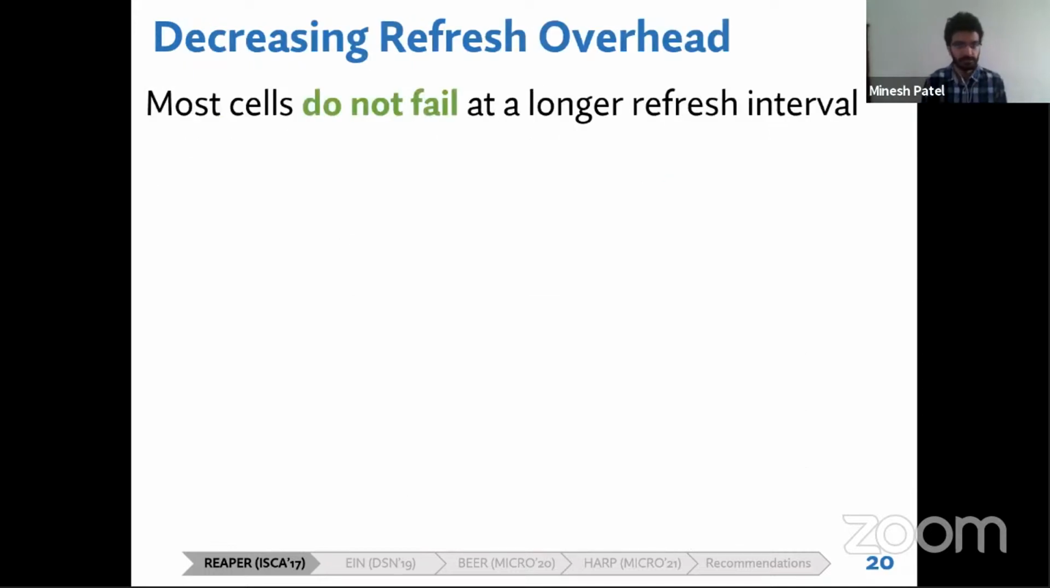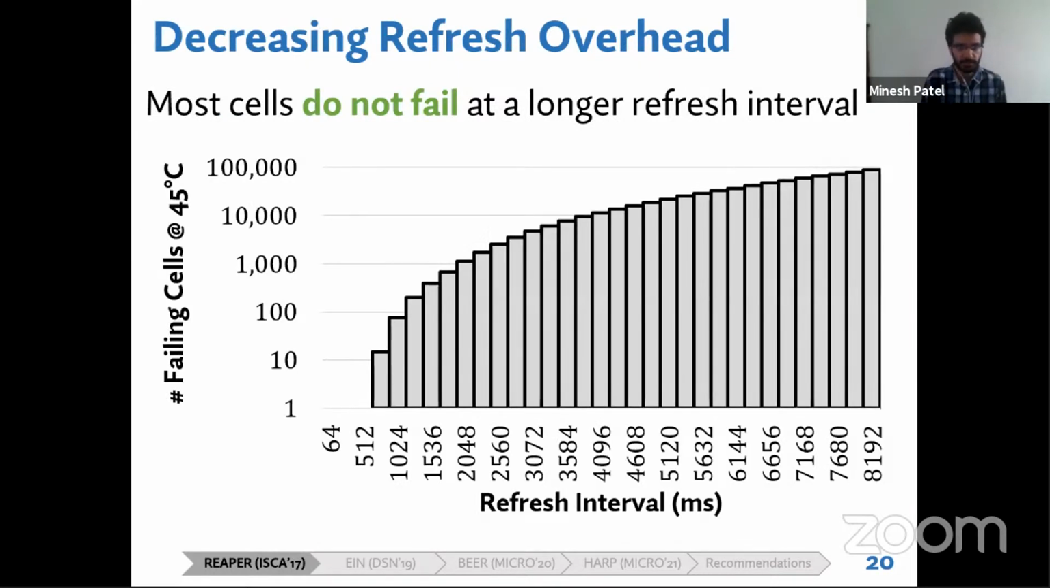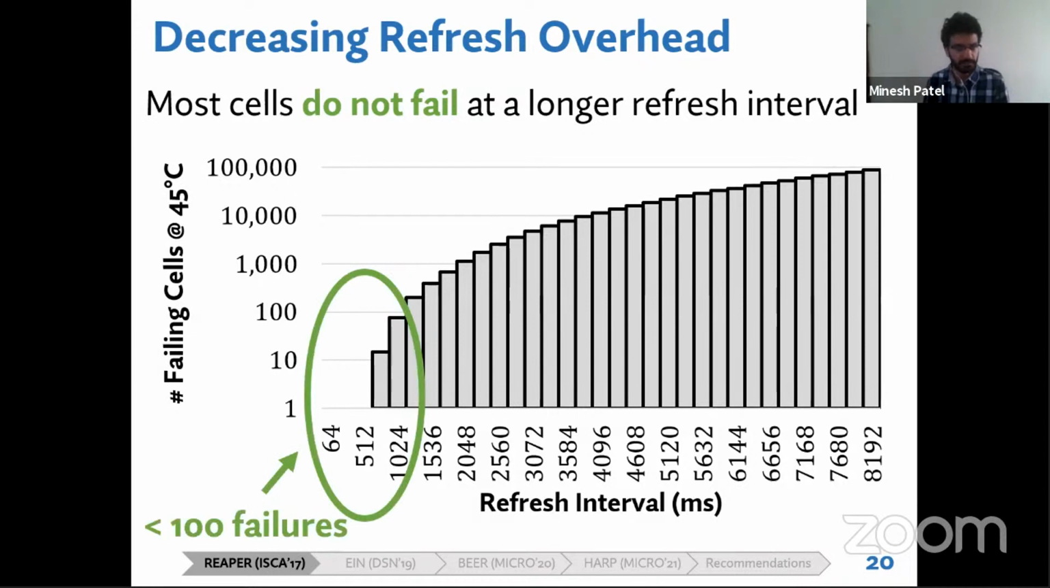Now, we don't actually have to refresh so often. And in fact, most cells can handle a longer refresh interval. So here are some empirical data that we gathered from a representative DRAM device at a temperature of 45 degrees centigrade. The y-axis here shows the number of cells that fail at different x-axis values, which represent different refresh intervals that we operate the chip at. Note that the y-axis here is actually a log scale. So here we see that for even a modest increase in the refresh interval past the default of 64 milliseconds, we only have a small number of failures.